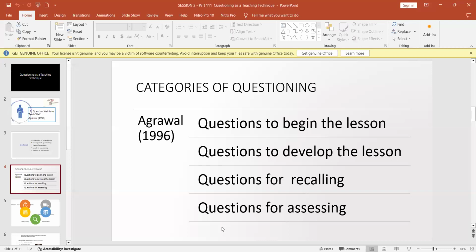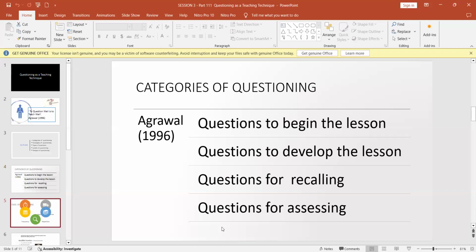And questions to develop the lesson during the lesson from part to part, right? The lesson is actually put into parts, and then from part to part on the main areas of the lesson. Questions for recalling. Time to time, the teacher asks questions to recall or to check whether they remember, they have understood what they have learned. So questions for assessing, that is also during the course of the lesson. That is to check whether they have understood or they have learned it or not. So these are the 4 categories of questioning according to Agrawal.